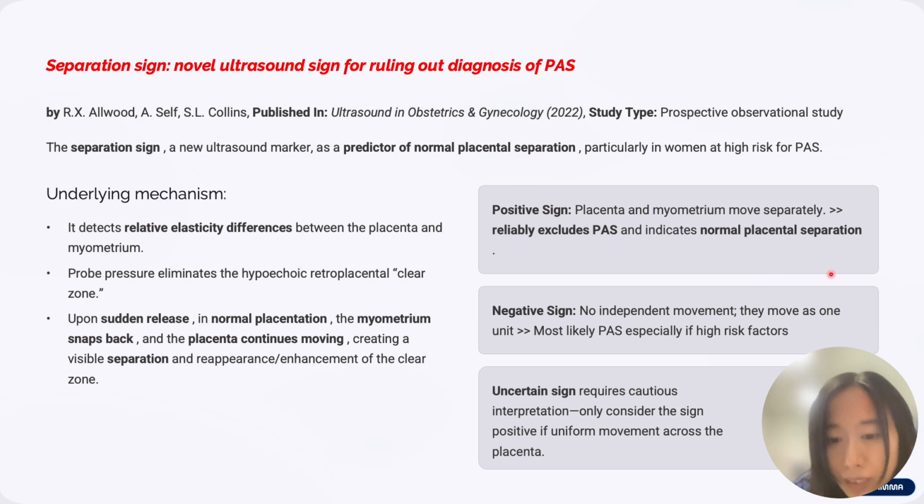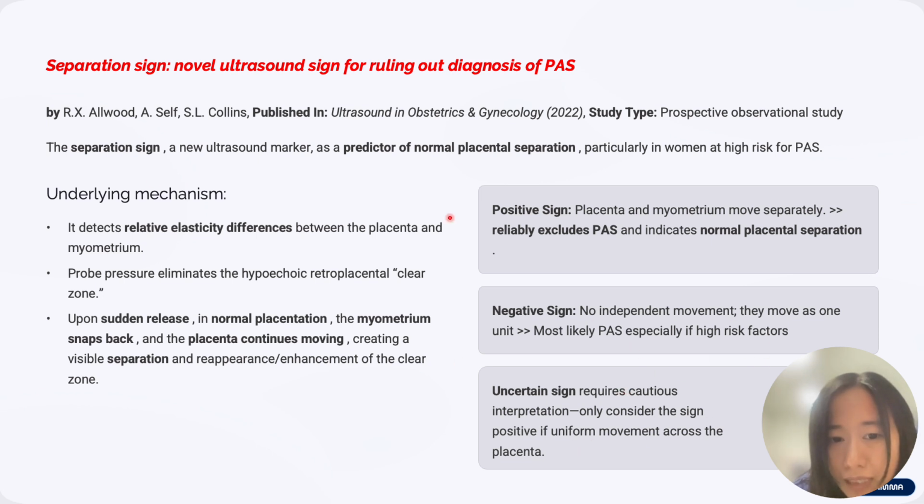That means after delivery, they are more likely to separate, so the risk of them being adherent or becoming PAS is less. Whereas a negative separation sign means the endometrium, placenta, and the myometrium are not separating. They are moving as one unit. So if they are not separating on scan, they are unlikely to separate after delivery and more likely to be a stuck placenta, PAS. Uncertain signs.